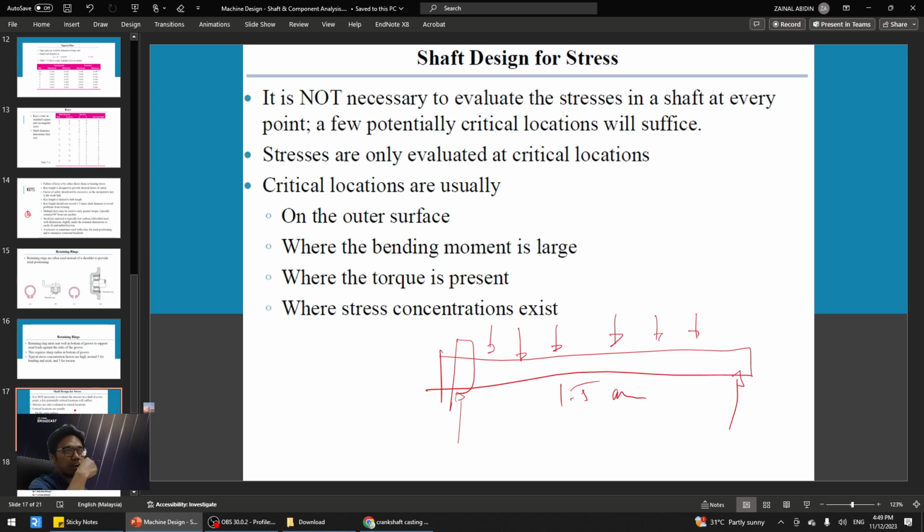Sebab dia tak penting pun you nak kaji untuk semua lokasi tersebut. Tapi yang paling penting ialah you kena study, you kena evaluate dekat critical location.